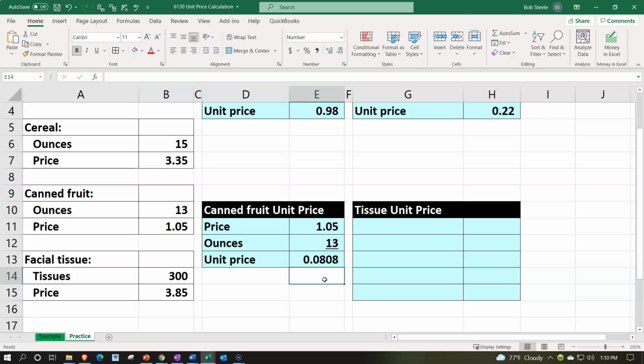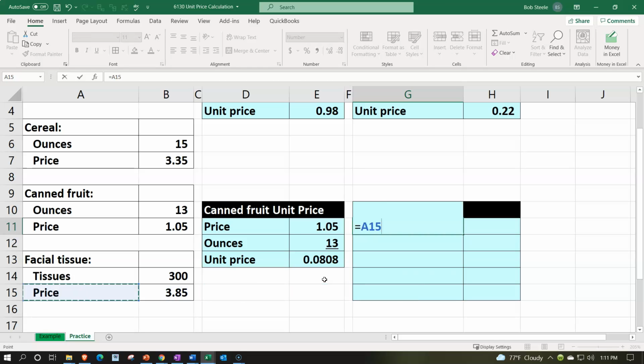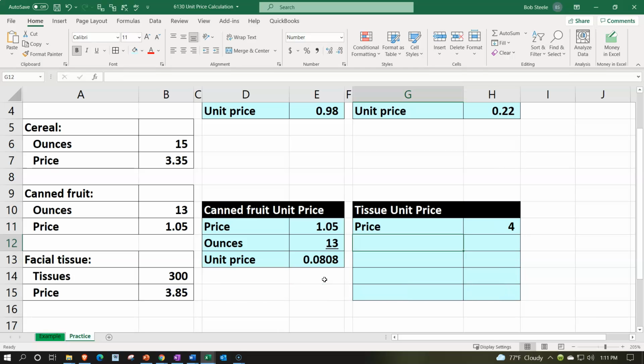And then we'll do that on the tissues as well. Now, the tissues we'll actually bring out to the cost per 100 units, because we'll get to a very low unit price. So if we have something like tissues, and they say they have 300 tissues, but they only cost $3.85. So that's going to be a lot of tissues. So the price, let's say price per tissue, is going to be the 3.85, adding some decimals, number group, adding some decimals, 3.85.